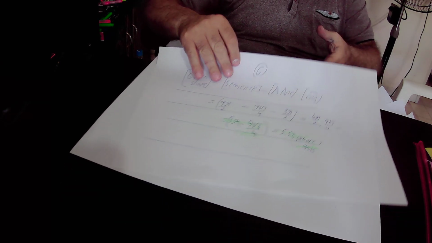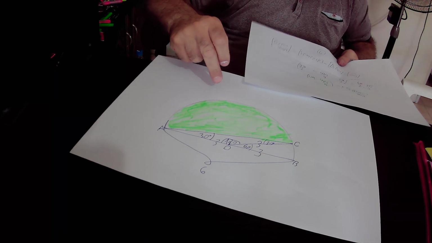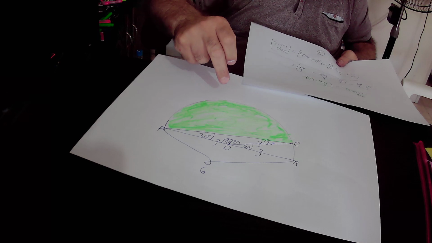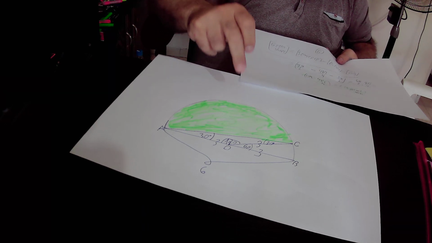I repeat again, the area of this green shape, according to the second method, equals either 3 pi minus 9 times root of 3 over 4 square units, or in terms of numbers, it is equal to 5.53 square units.